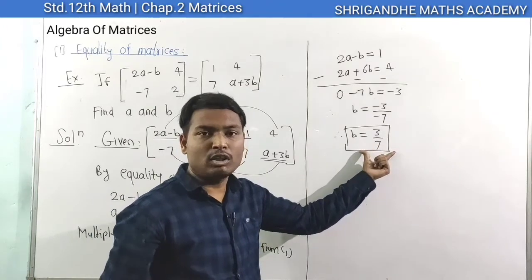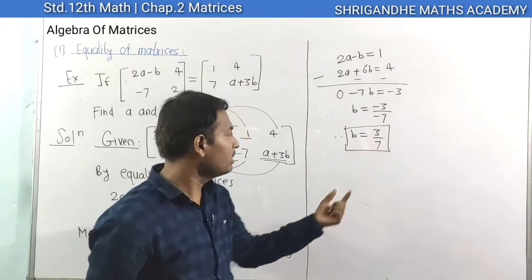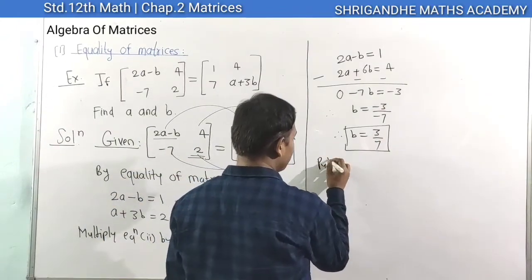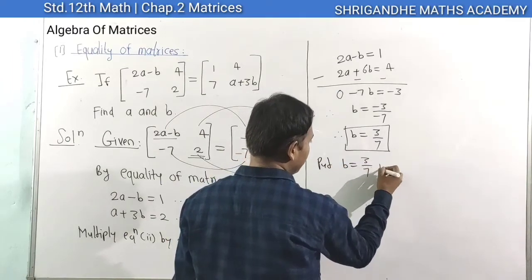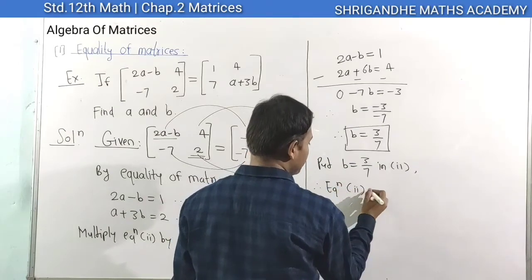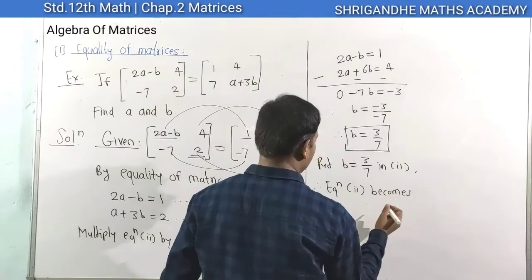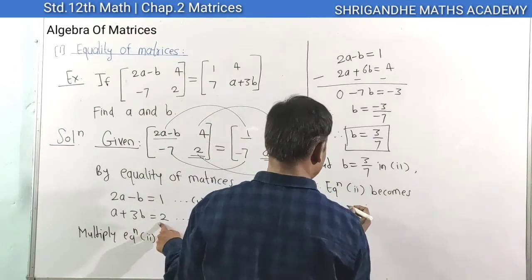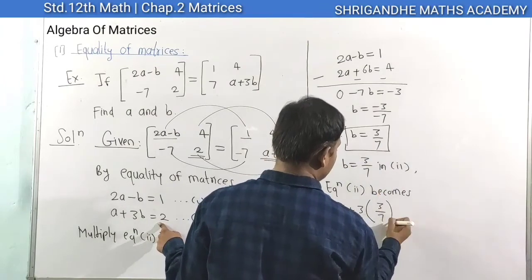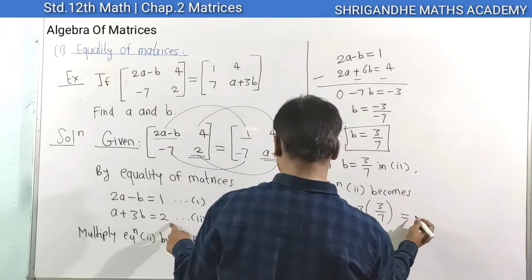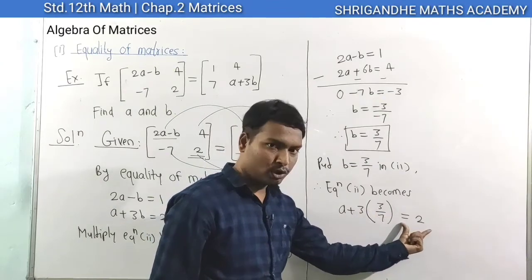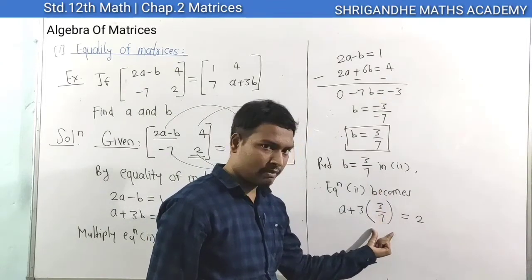Now we use this value to get the value of A. Therefore, put B equal to 3/7 in equation number 2. Therefore, equation 2 becomes A plus 3B equal to 2, that is A plus 3 into, what is the value of B? 3/7, is equal to 2. Now here, in place of B, we put the value of B equal to 3/7.